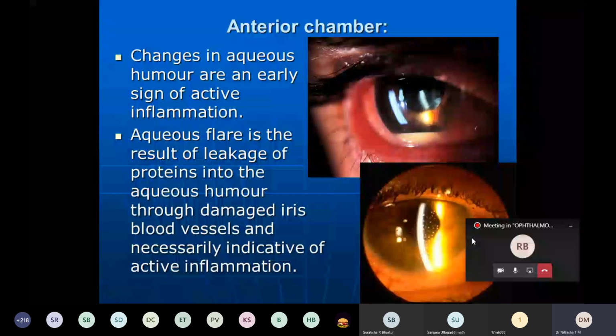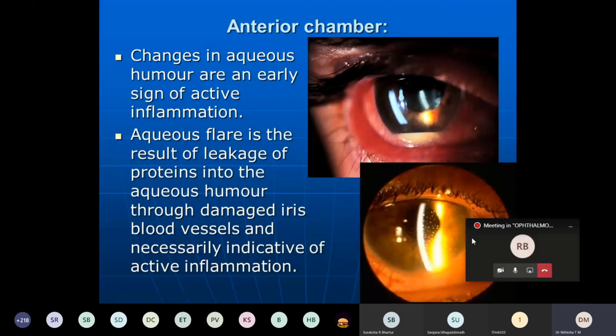If it becomes turbid due to antigen and antibody reaction, it indicates that there is an AC reaction in your anterior chamber. The active inflammation going on in the anterior chamber is called aqueous flare. What is aqueous flare? It is a result of the leakage of proteins into the aqueous humor through the damaged blood vessels, which always indicates a type of active inflammation. Always remember, aqueous flare is the first important, earliest sign which occurs due to iridocyclitis.